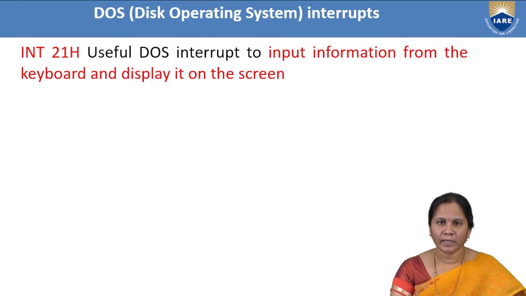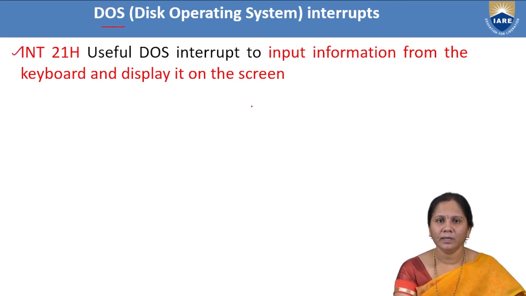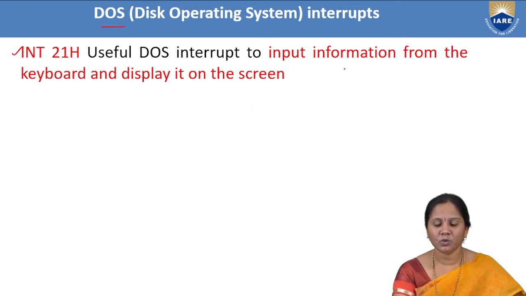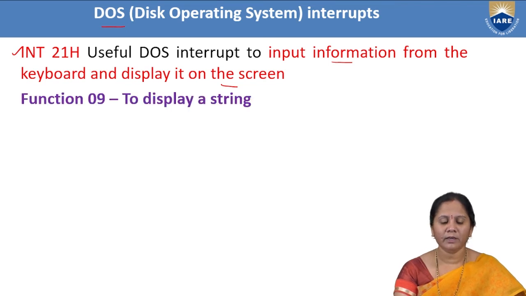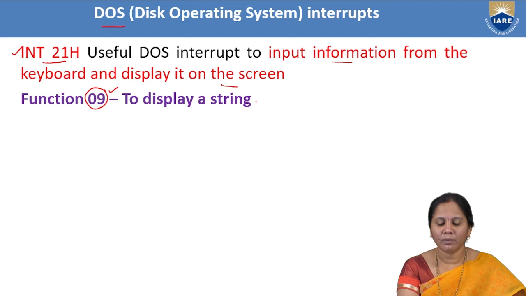That is about INT 10H. Another interrupt present in this DOS category, Disk Operating System category, is INT 21H. This INT 21H is one of the DOS interrupts, which is used to input information from the keyboard and display it on the screen. Different functions are provided by this INT 21H instruction, and here function 09. This 09 represents the function number. If you load this 09 value into the AH register, it performs a display string operation.